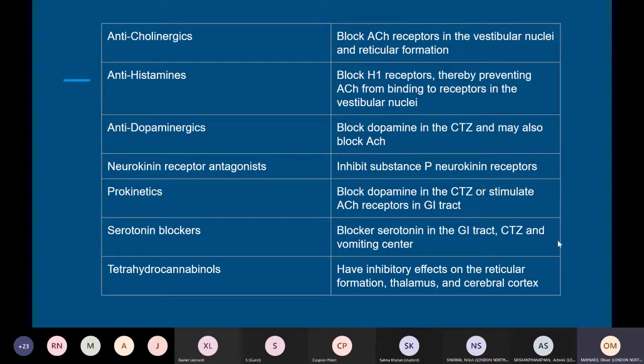Serotonin blockers like ondansetron have action in the GI tract, because most of our serotonin is actually in our GI tract, but also on the central nervous system. And then tetrahydrocannabinoids, THC, are quite a niche antiemetic, but they're being used more commonly now in oils and stuff.